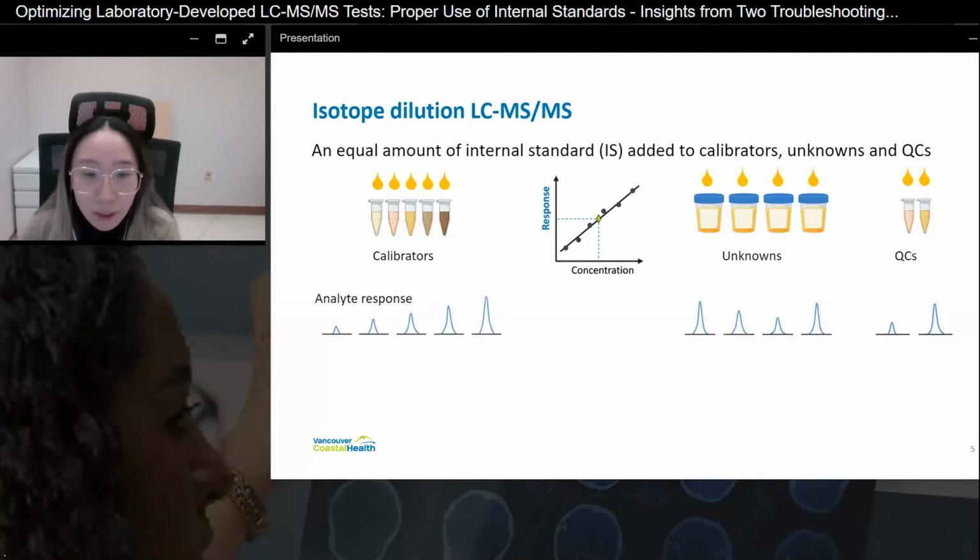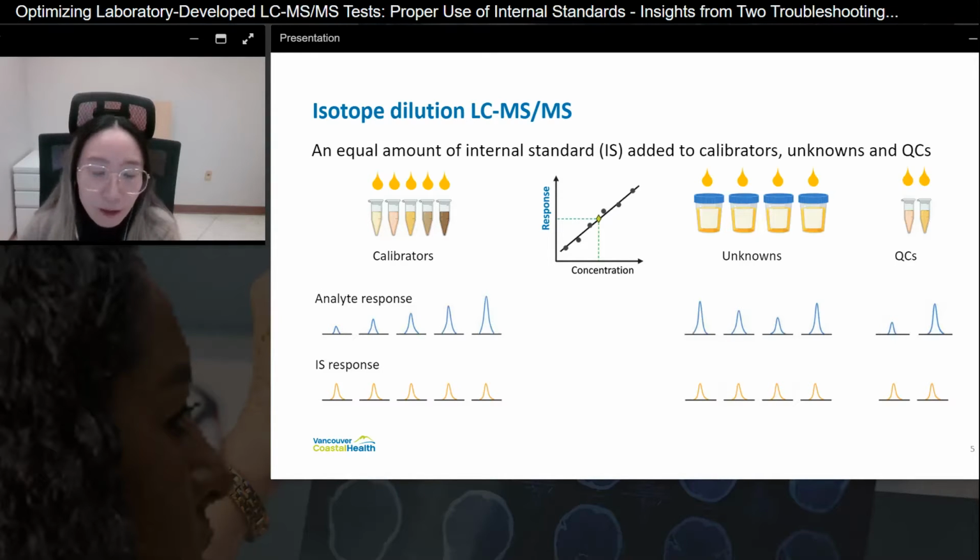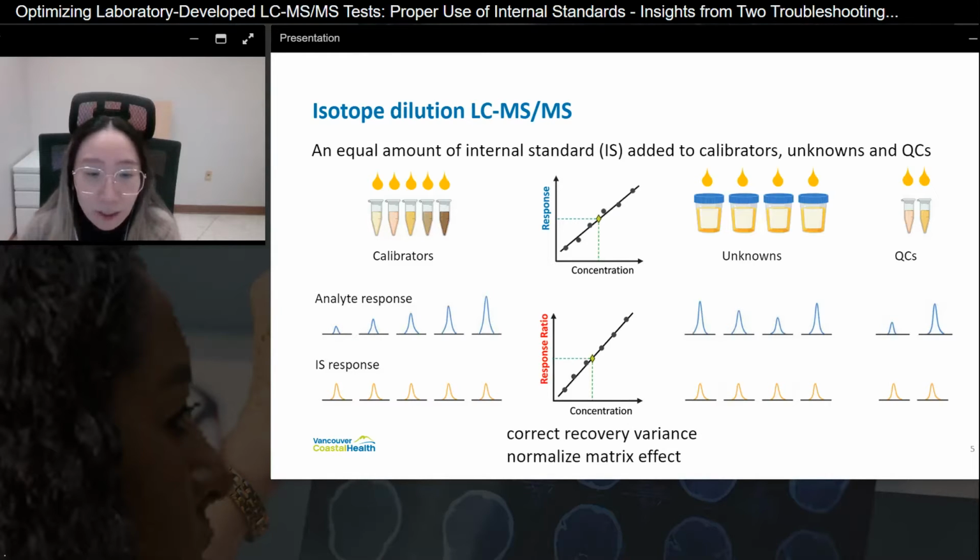So here we add an equal amount of internal standard to each vial in this batch, including the calibrators, unknowns, and QCs, so that each vial, theoretically, should show a consistent internal standard mass spec response. And we use the ratio of the analyte response and the internal standard response to generate the cal curve. This could help correct for the variances and normalize the mass spec matrix effect across the batch.